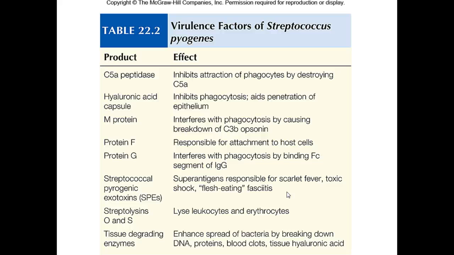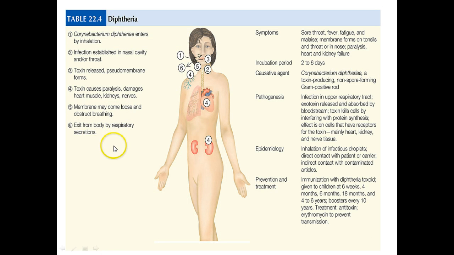Some of them also produce special toxins that lyse white blood cells and can lyse red blood cells. As I said, you can really see that on the blood agar plate. And then they can continue to deteriorate tissue, break down DNA, proteins, blood clots. They can chew right through blood clots. Really mean bacteria. Not anything you want to mess with.